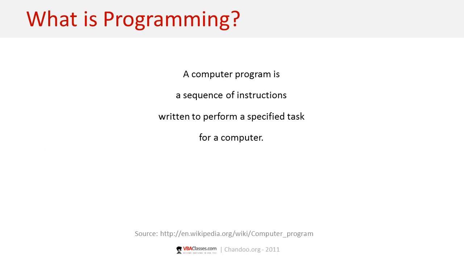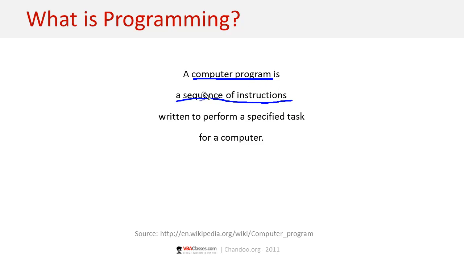What is programming? Programming indicates an action that is being performed, whereas program is actually a noun. And according to Wikipedia, a computer program is a sequence of instructions written to perform specified tasks for a computer. I think we have a lot of words there, and it's time we break them up a little bit so that we understand one by one. So this is the word that we are defining: computer program, a sequence of instructions.